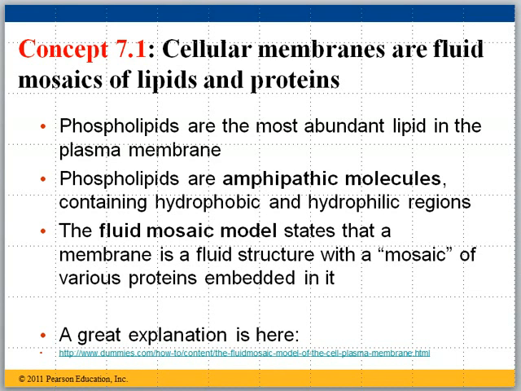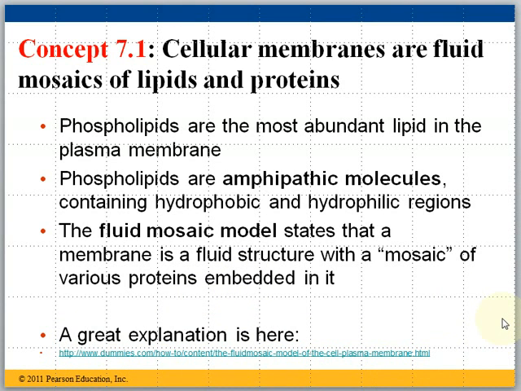And it's also called a mosaic because it has a wide variety of other molecules and proteins and materials that are kind of embedded in it and on it. It's not like a nice, smooth, clean surface. There's a great explanation if you want to click on this link down here. It's to dummies.com, and it talks about the fluid mosaic model of the cell plasma membrane. So if you want further information, it's right down here at this link.